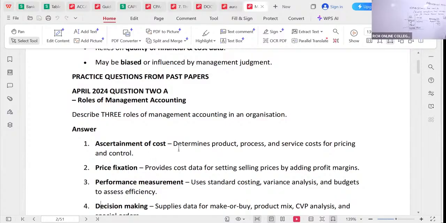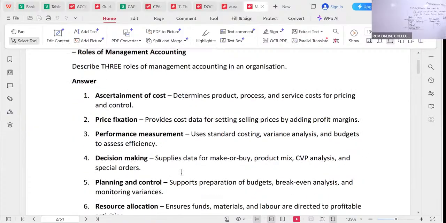The management accountant will be able to determine the product, process, and service costs for pricing and what here, somebody? Control. Number 2, price fixation. Provides cost data for setting selling prices by adding profit margins. Then number 3, we have performance measurement, which uses standard costing, variance analysis, and budgets to assess efficiency.